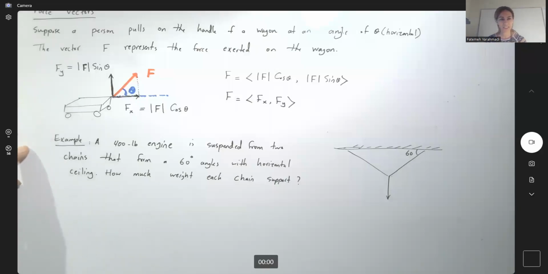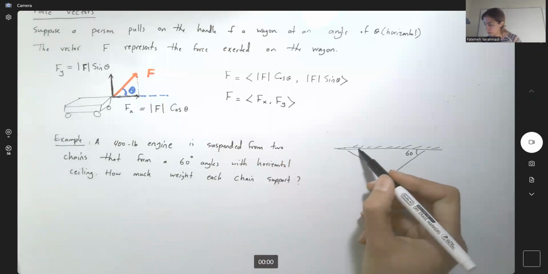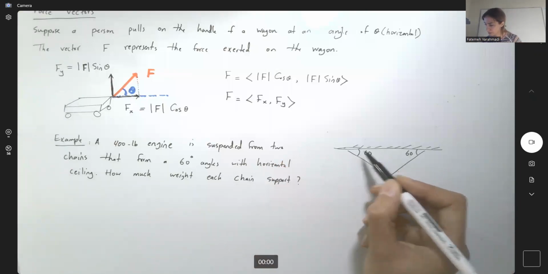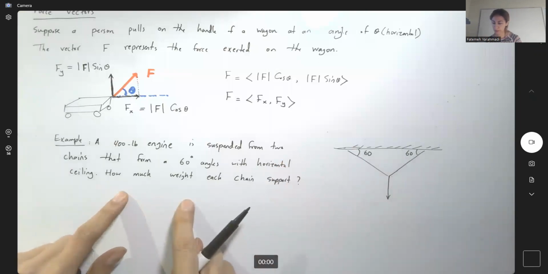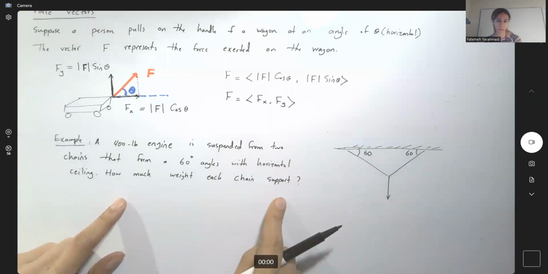Let's take a look at the following example. Suppose you have a 400-pound engine which is suspended from two chains that form a 60 degrees angle with the ceiling. We want to know how much weight each chain supports.